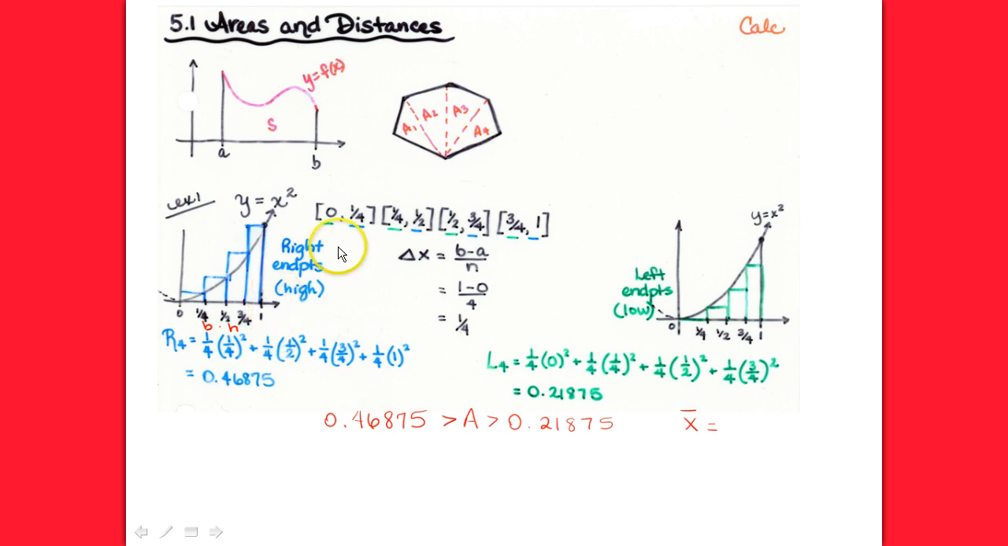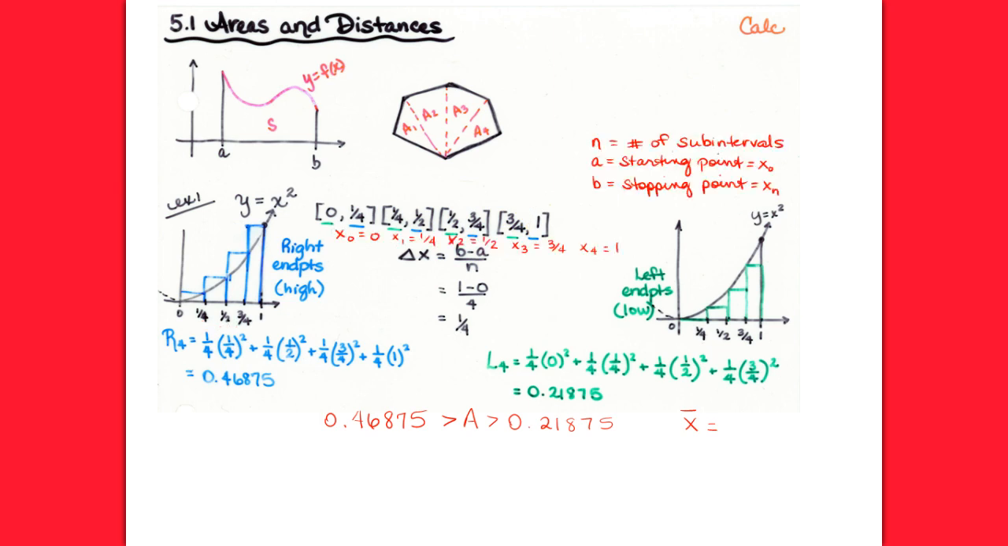I could write those as subintervals of that overall interval from 0 to 1. So again, that first rectangle went from 0 to 1/4. I could write that as a subinterval 0 to 1/4. And then the next one went 1/4 to 1/2, 1/2 to 3/4, and 3/4 to 1. So that's where we get those subintervals up there.